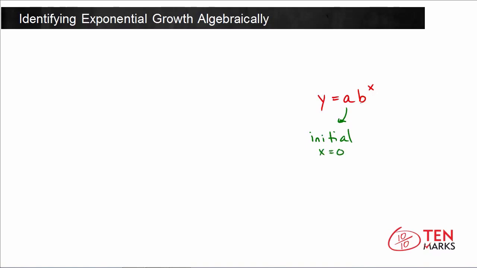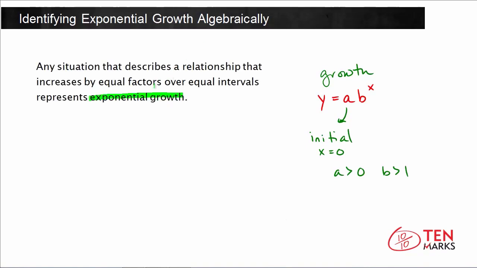x equals 0. Now, b to the x is the growth factor in this case, and we have exponential growth when a is greater than 0 and b is greater than 1. So these are the conditions for growth. Any situation that describes a relationship that increases by equal factors over equal intervals is exponential growth. Now the key here is this equal factors over equal intervals. This is defining for either exponential growth or exponential decay. But because we're talking about increases over equal intervals by equal factors, then we're dealing with growth.